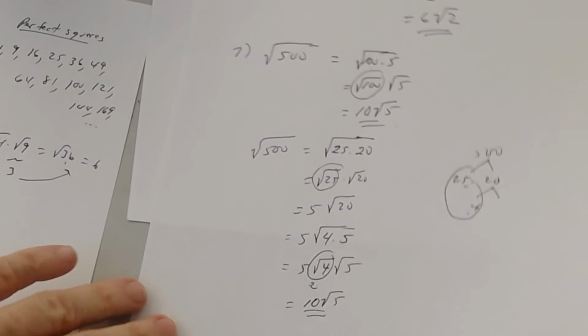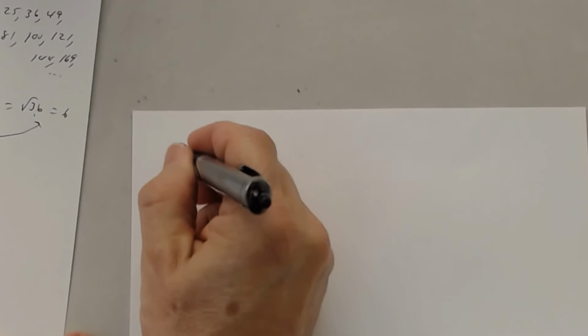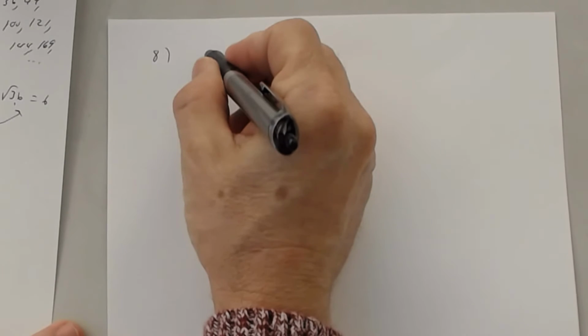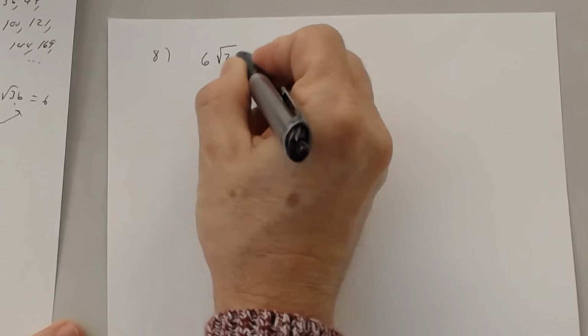All right, number 8. Suppose in number 8 you had this: 6 square root of 25. So, how can I simplify 6 square root of 25?